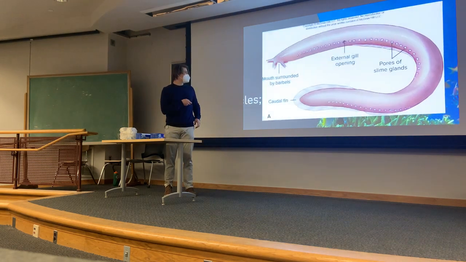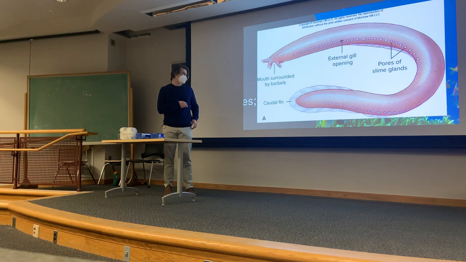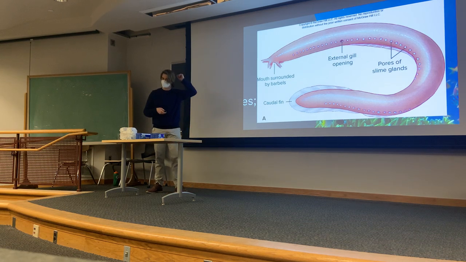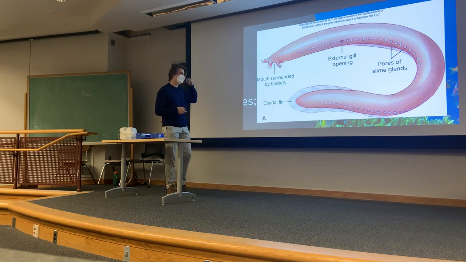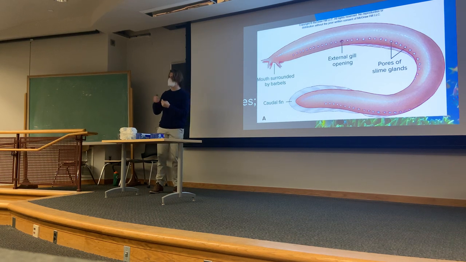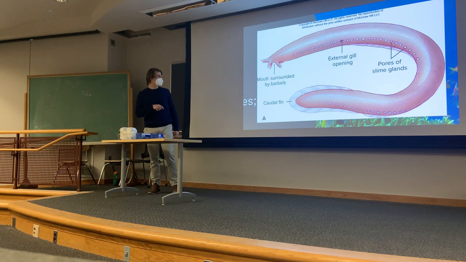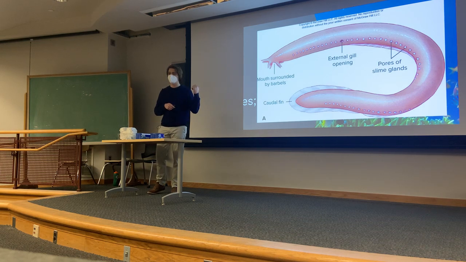They have some aspects of fin. They have a caudal fin, but this isn't a paired fin. So if you think of a dorsal fin on a fish or on a shark, it's not a paired appendage. There isn't an opposite one to that. But these guys do have this caudal fin. The mouth is surrounded by barbels, and we'll see a better picture of the mouth in a second here.